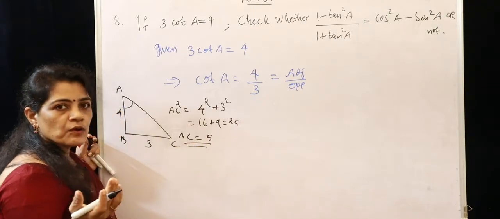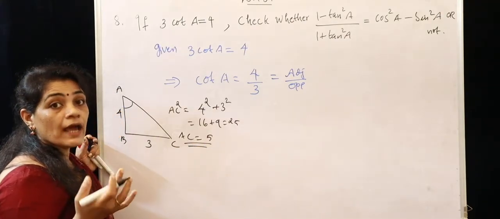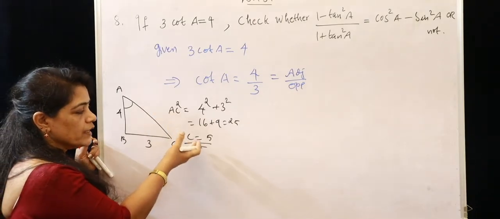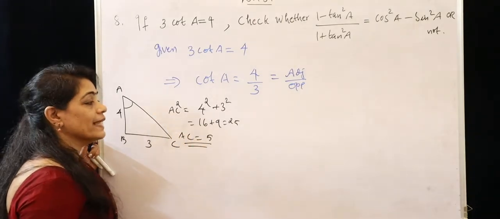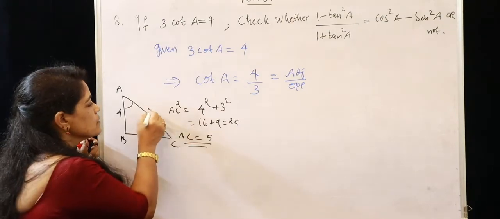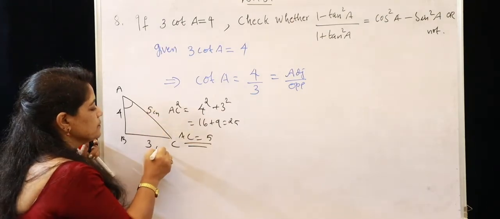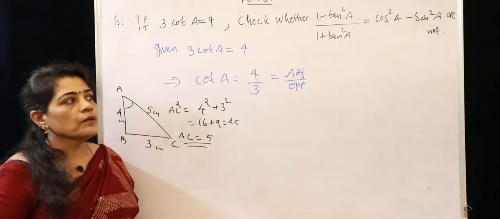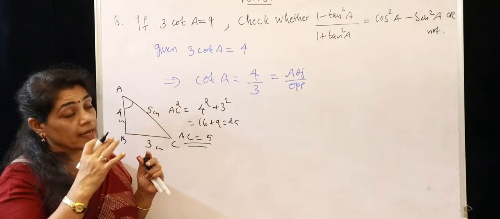Or we know the Pythagorean triplet 3, 4 and 5, where the longest side is the hypotenuse. Or you will get it using the Pythagoras theorem. So here it comes, 5 centimeter.